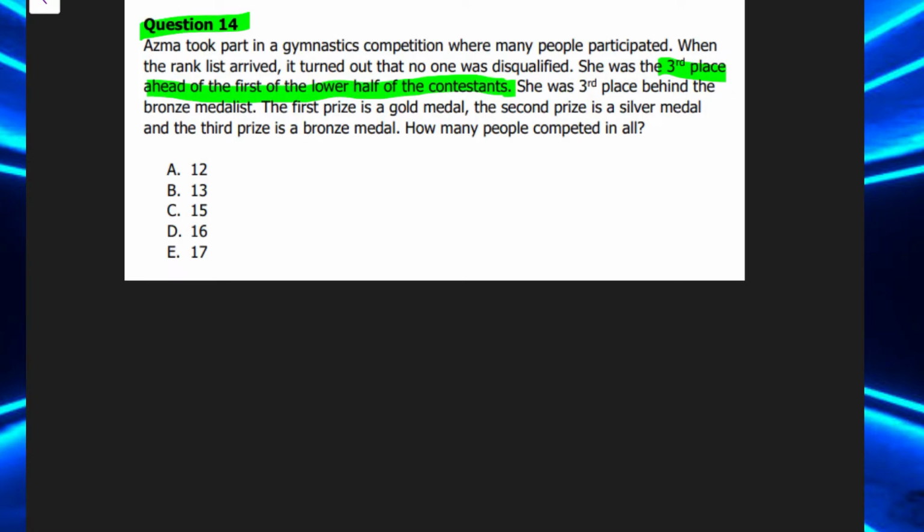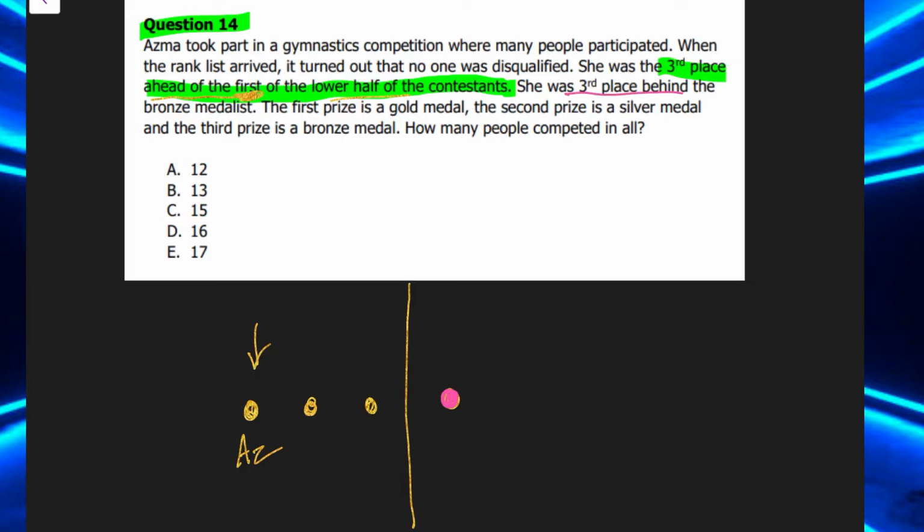To solve these types of questions, I have found it is best to actually draw it visually. If they are saying the lower half, that means the contestants are divided at the midway point. She has to be ahead of the first of the lower half. So let's think this is our first position, but this is the first of our lower half, and she was 3 places ahead. That means she was 1, 2, and 3. This is the place where Asma was. So this is the person who is the first in the lower half and 3 places ahead.